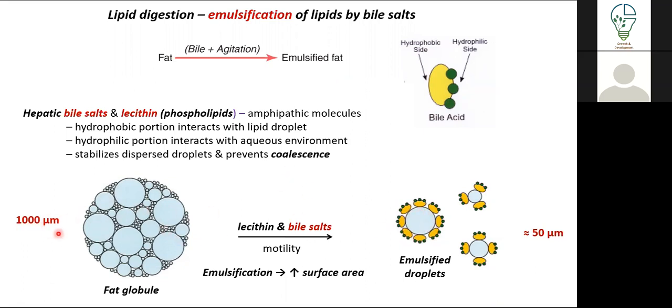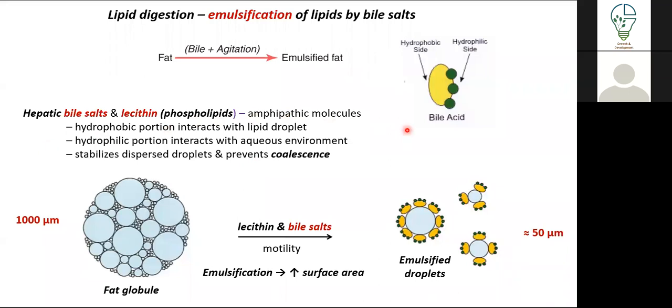If we break down this 1000 micrometer diameter into multiple ones of 50 micrometers, the surface area will enlarge much more, and this means that the lipases can work much better because you have more surface area. I think this makes sense, right? This is the entire logic behind emulsification. Why does the body emulsify? Because it wants to increase the surface area of the fat so that the lipase can interact with the fat much better. Simple? Easy peasy.